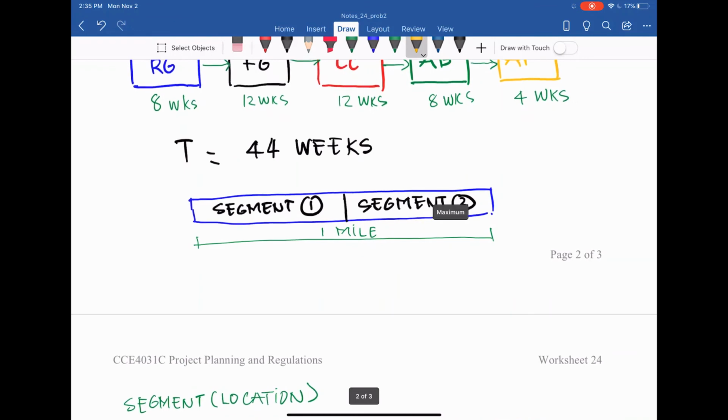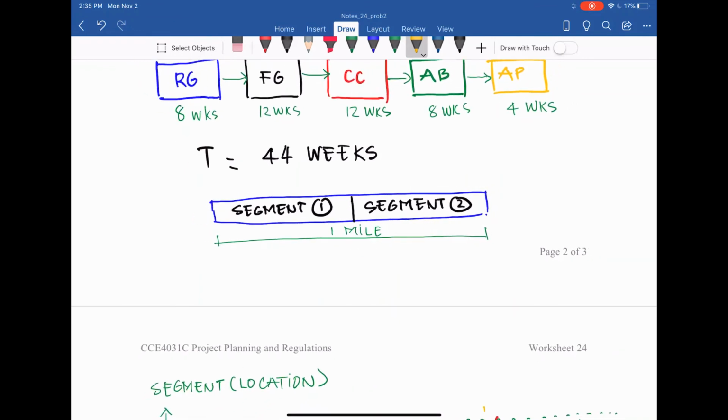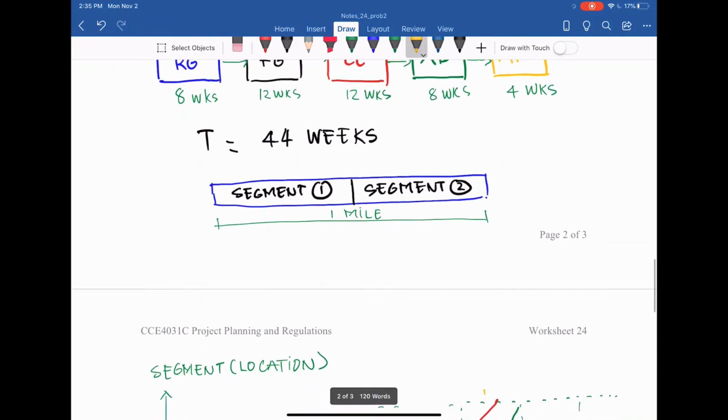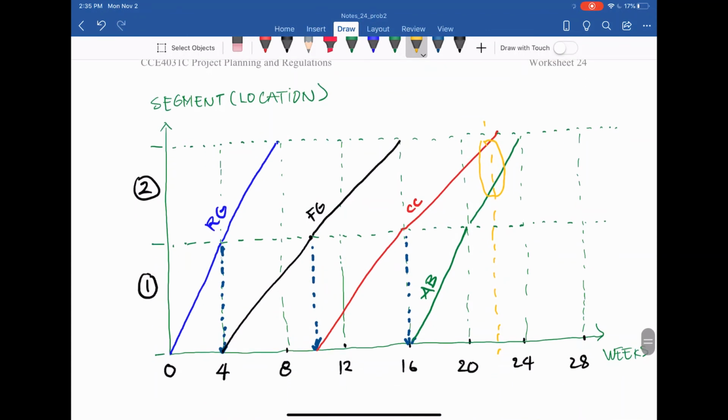In one segment, only one crew should be working. So in that case, as you can see, something is wrong between time 20 weeks and 24. For example, at 22, we have 2 crews on the same segment. That should not be good. Let me give you one example. If you do painting and tiling in one room, there will be a conflict on space. That's not good, so it's not reasonable.